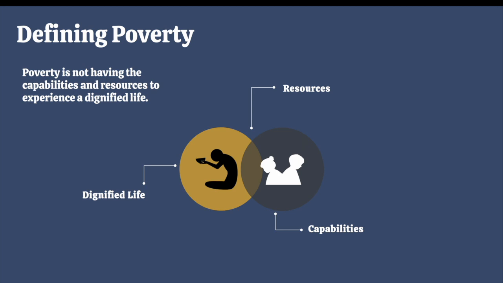Well, what is poverty and how should we define it? When initially asked that question, words like hungry, homeless, and not having a lot of money are heard frequently. But these are very general phrases and terms. For the purpose of this video, we will define poverty as not having the capabilities and resources to experience a dignified life. This definition includes 3 key terms and phrases that we will discuss on the next few slides, and those are resources, dignified life, and capabilities.